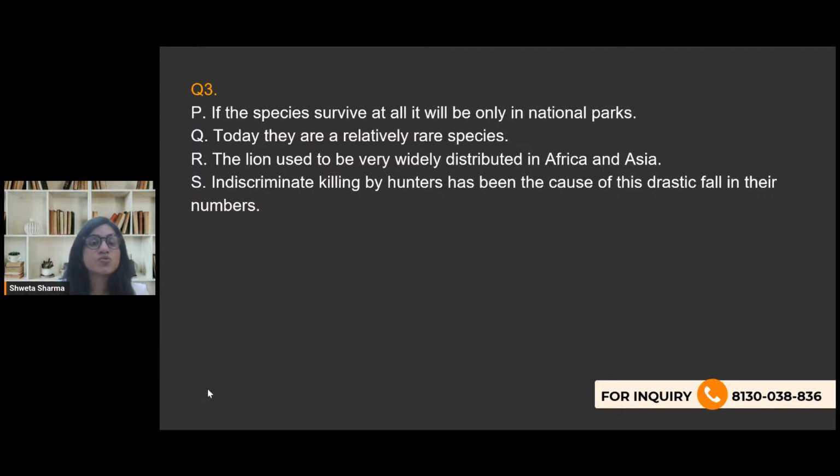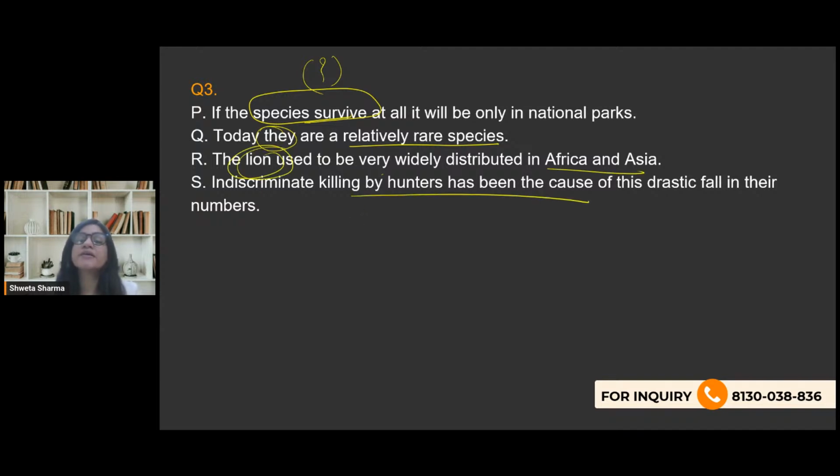Okay, so if the species survive at all, which species survive at all? I don't know. Today, they're relatively rare species. They are rare species. Lion used to be very widely distributed in Africa and Asia. Okay, I have something now. Indiscriminate killing by hunters has been the cause of this drastic fall. Which drastic fall? So naturally, I start with the sentence which introduces the main thing. That is the lion. The lion is what we're talking about in the entire passage. That's the protagonist.